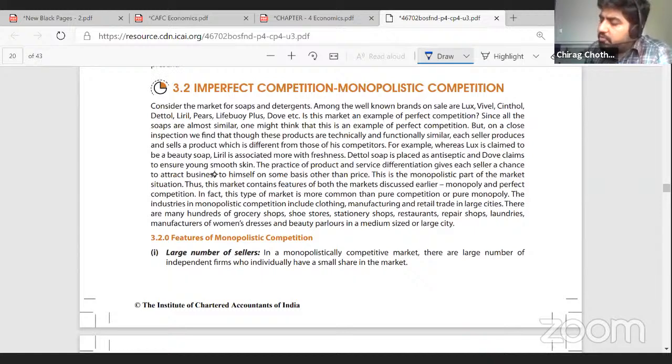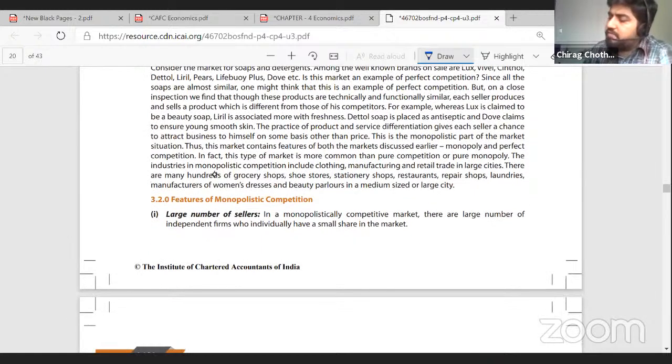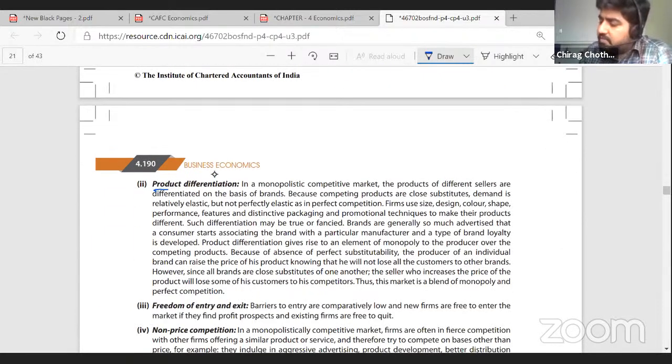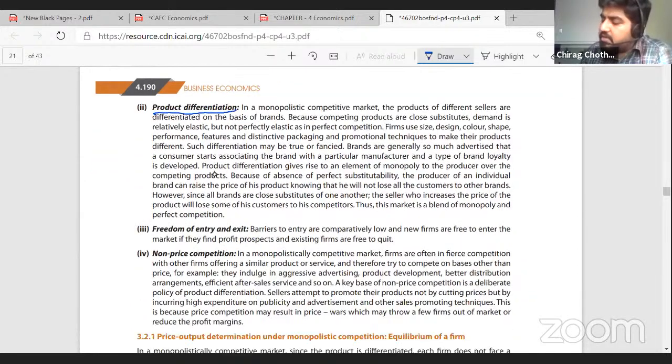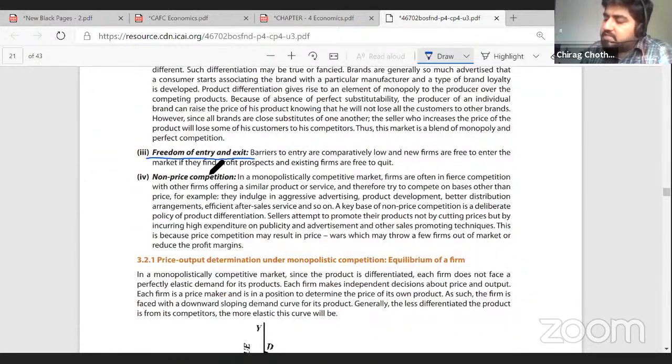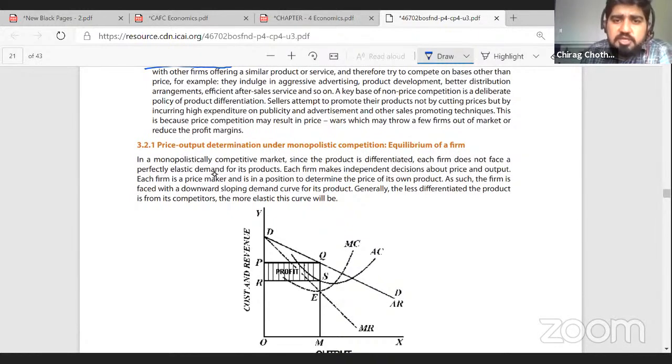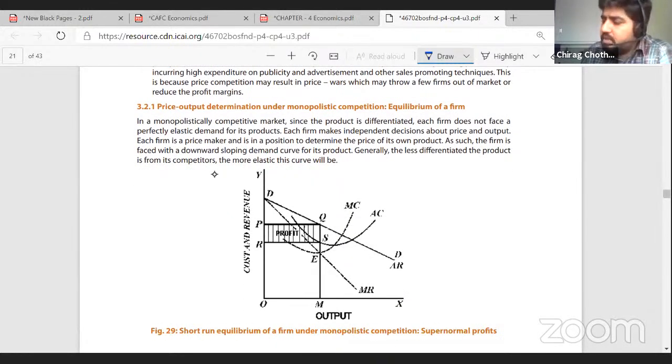Now, coming to the monopolistic competition part, students, what are the features of monopolistic competition? There are going to be a large number of sellers. There will be product differentiation, because we are selling heterogeneous products in the market. There will be freedom of entry and exit. There will be non-price competition, which means the competition will also be based on quality, after sales services, product development, better distribution, etc. Now, what are the price output determination or the equilibrium in case of short run as well as in the case of long run?